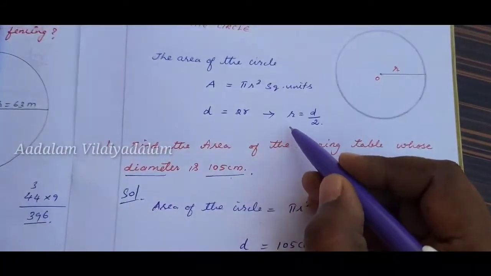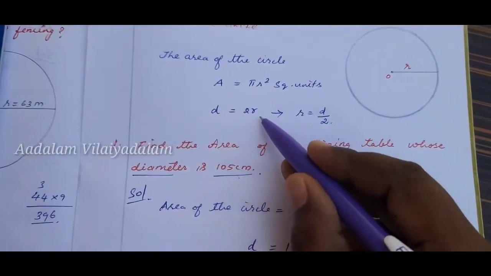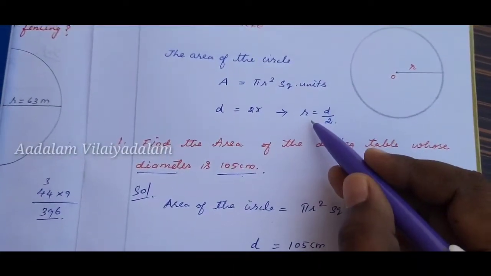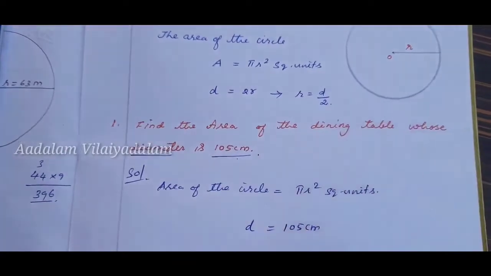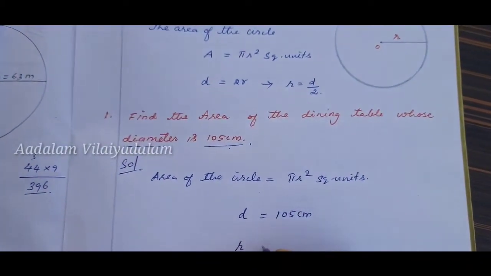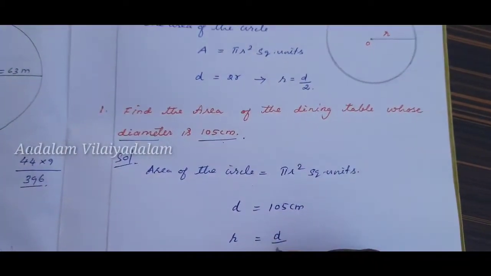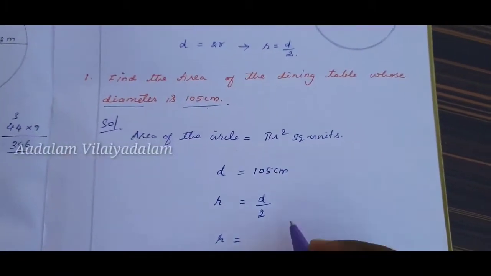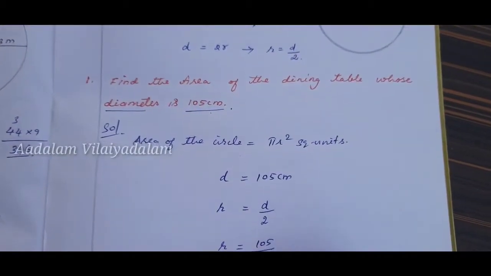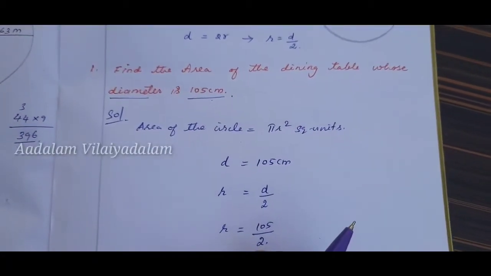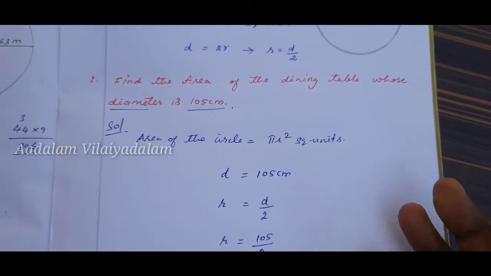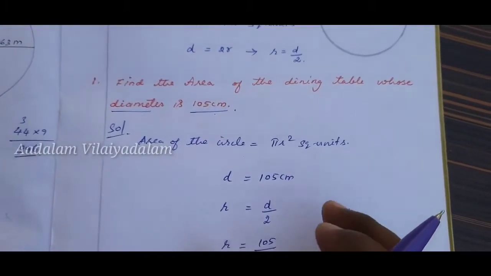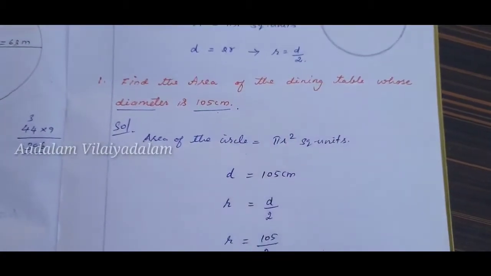So in the above formula we can find 2 times the radius is equal to d, isn't it? So therefore if we need r, we can divide the diameter by 2. So to get r equal to d divided by 2, which means the radius of the dining table will be 105 divided by 2. We can divide and then take the value to the formula. Otherwise we can keep the fraction as a value in the formula.